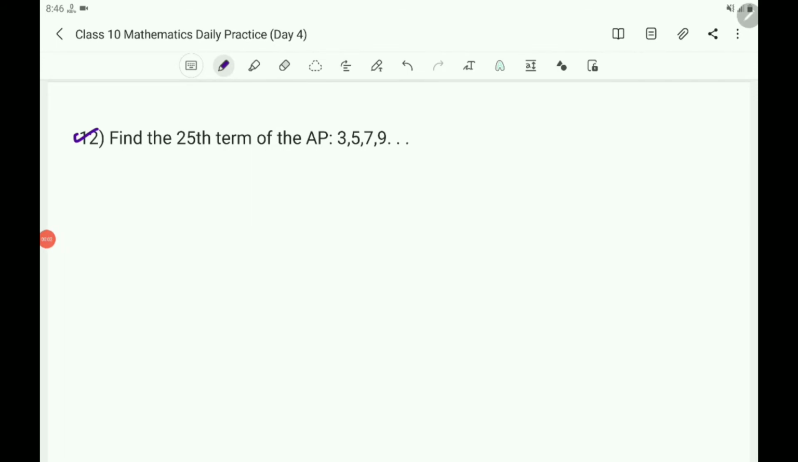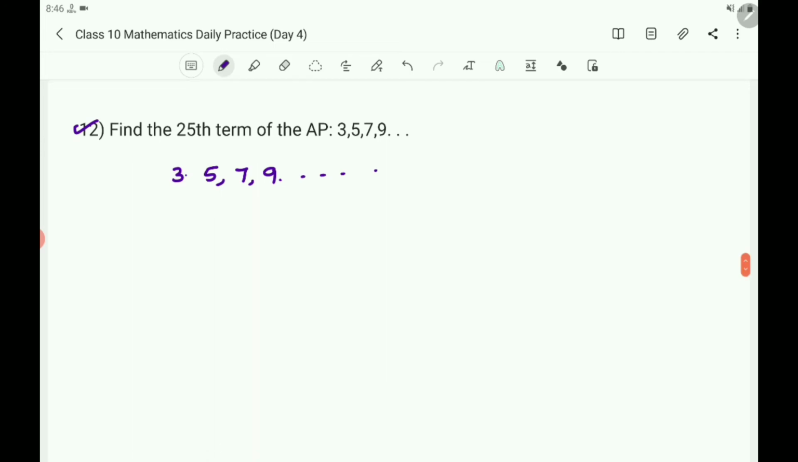Next, take the 12th question. Find the 25th term of the AP 3, 5, 7, 9. You take the AP is 3, 5, 7, 9, and so on. And here what you have to find out? You have to find the 25th term. Then you get a, the first term, a equals 3. And d is a2 minus a1. This is a1, this is a2. So you write a2 minus a1, that is 5 minus 3 equals 2.